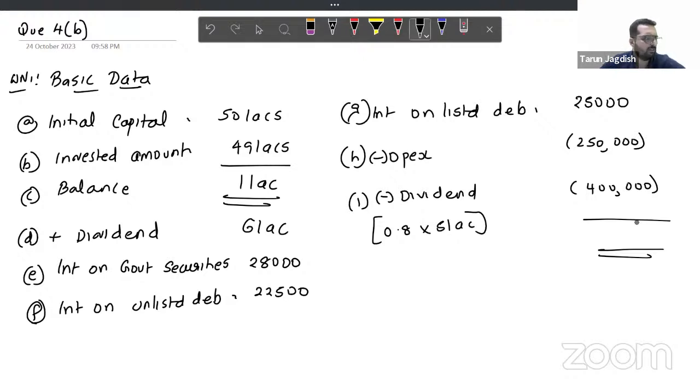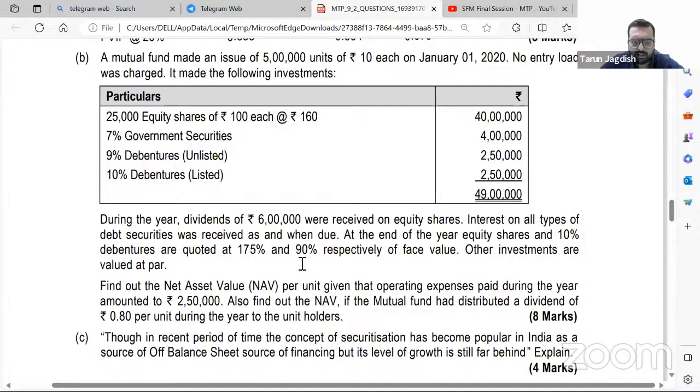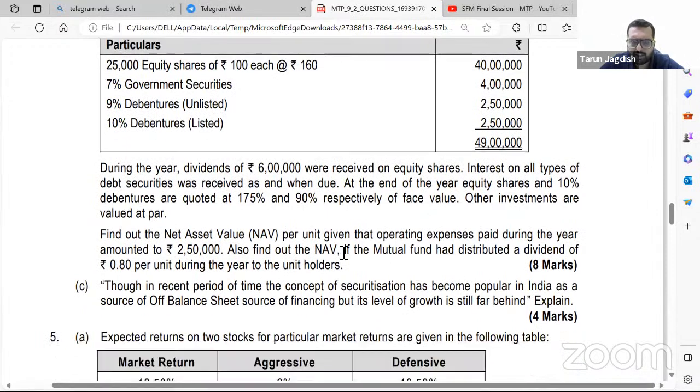So do you get the answer as 1,25,500? Hold on, there's a mistake. Did I leave out anything? 1 lakh we have taken, 6, 28, 22,500. 25,000 also taken, minus 2.5. Dividend, is it payable? They haven't considered dividend in the solution. One minute. Haven't they told the dividend of 0.8?